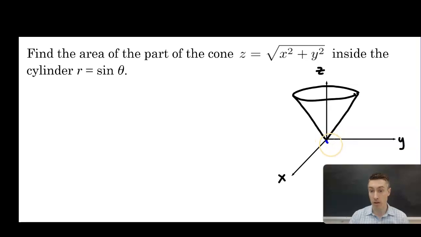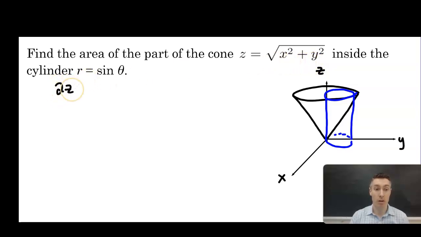Grab a different color. So essentially, we're looking for the part of, let's see if I can make that side a little bit more straight. So essentially, we are looking for the area of the cone inside of this cylinder. This cone is defined explicitly, so we can stick with the method we've been using.